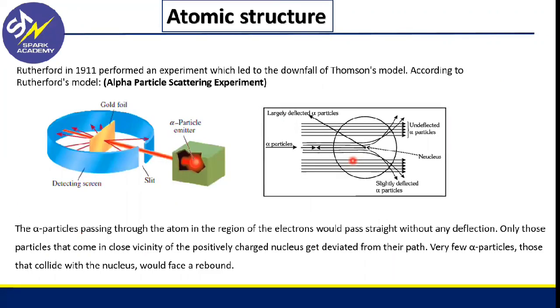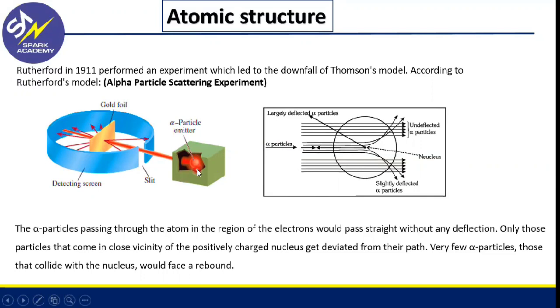The next model was put forth by Rutherford, who gave the positively charged particles the name protons. He did something called the alpha scattering experiment. He took an alpha particle emitter and passed the particles through a very small slit onto a gold foil. Remember that protons, electrons, all these have the property of passing through metal foil, right?